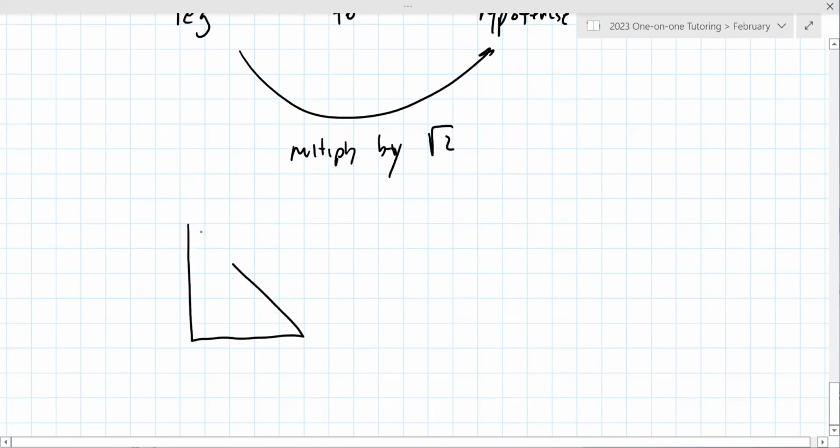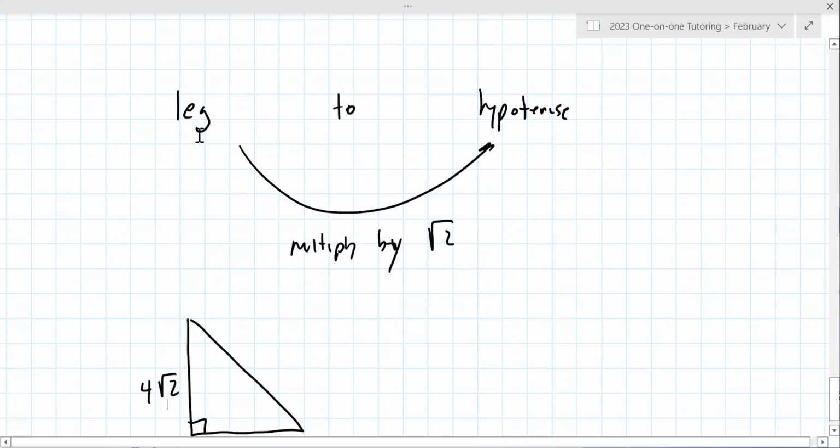Okay, so let's say I give you a triangle and the two legs are 4 square root 2 and 4 square root 2. So how do you go from the leg, Sourish, to the hypotenuse? What is the math operation? What am I circling here? You said you just wrote this down. Yes, you have to multiply by square root of 2 to get to the hypotenuse. Square root of 2.